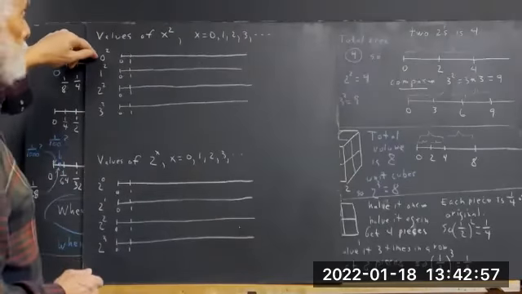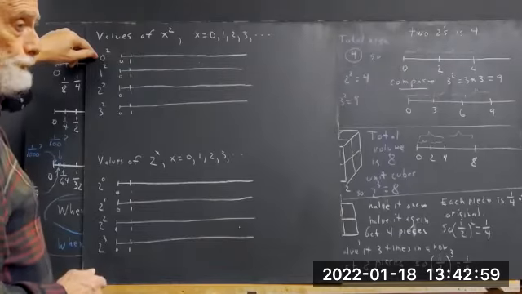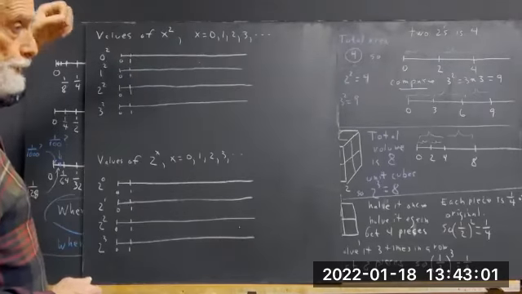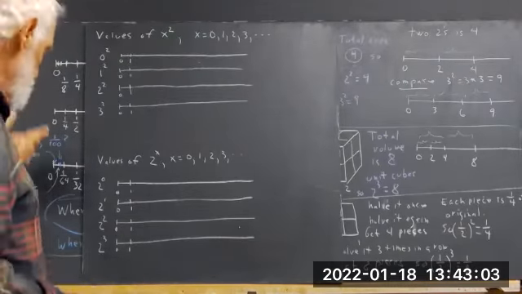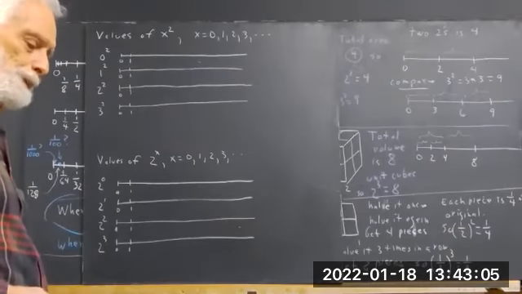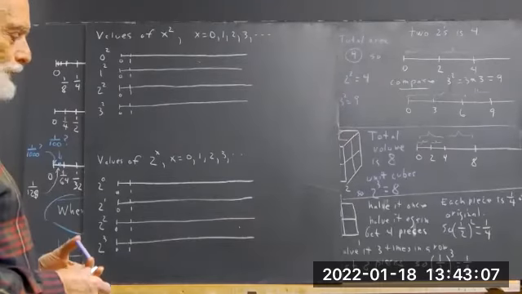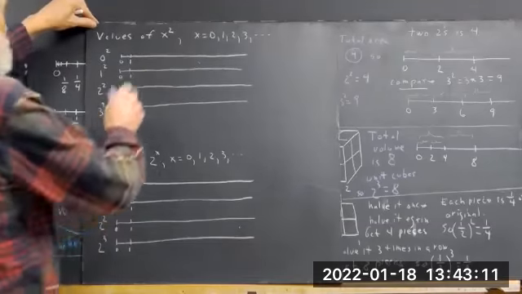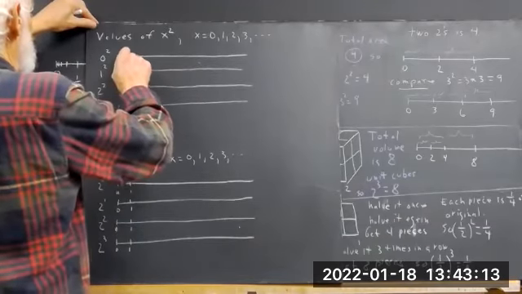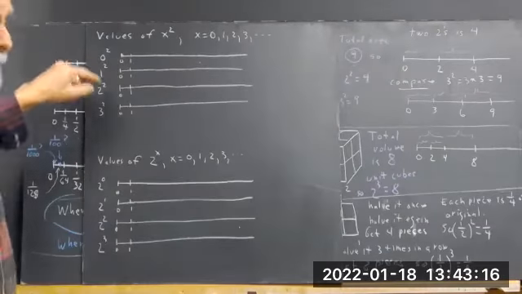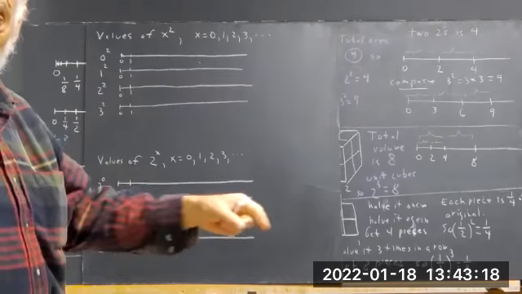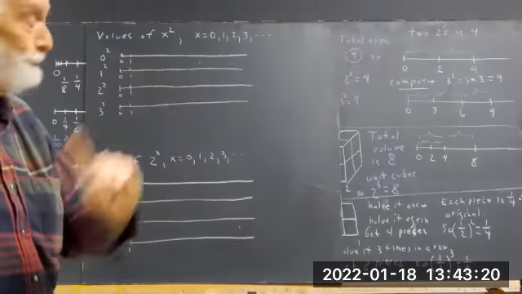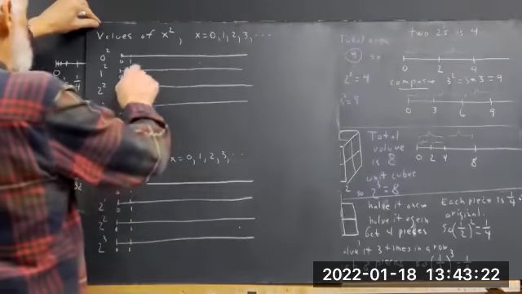So 0 squared, of course, that means you multiply 0 by 0. If you got nothing, it doesn't matter how many times you multiply it by itself, you still end up with nothing. So we say that 0 squared is 0. 1 squared, well, 1 times 1 means you got 1. And that's just 1.